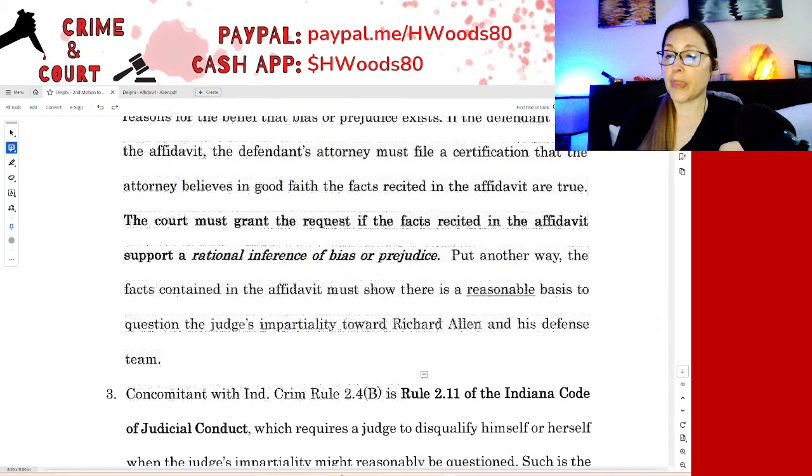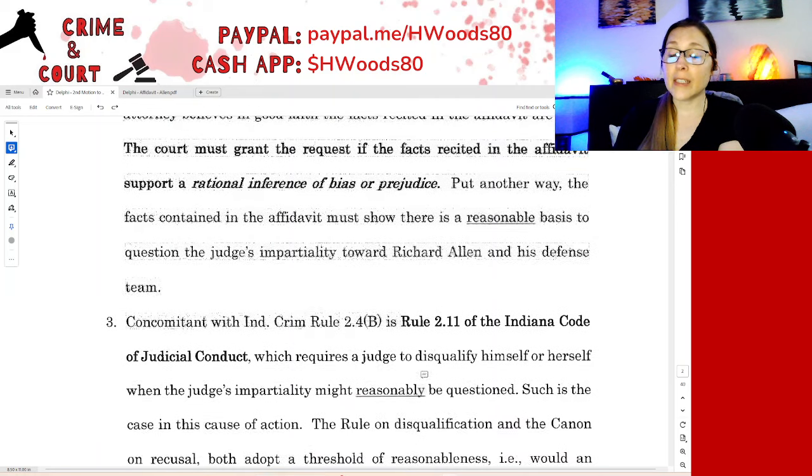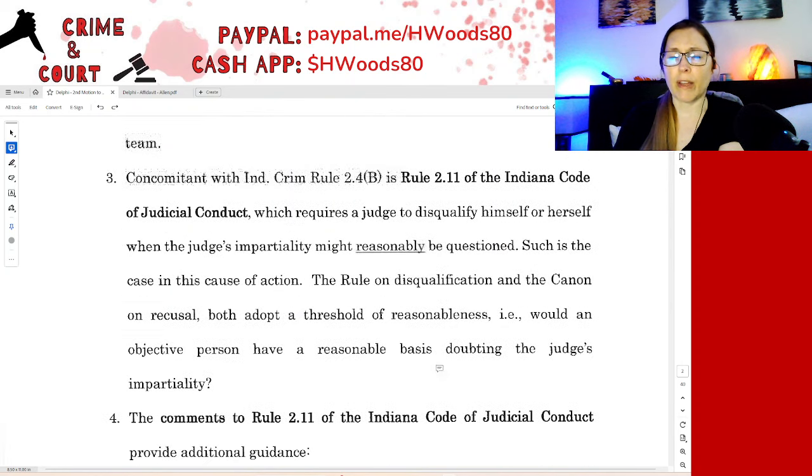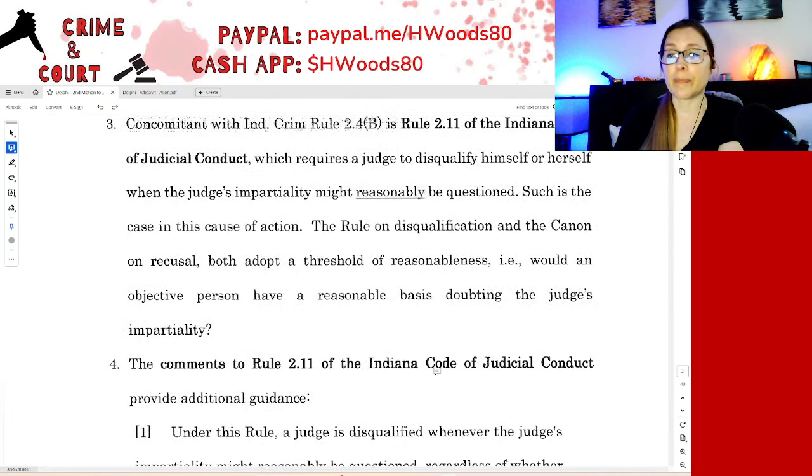Put another way, the facts contained in the affidavit must show there is a reasonable basis to question the judge's impartiality toward Richard Allen and his defense team. And it's going to be hard to convince someone that there is a reasonable basis for their bias. But I mean, I think that Judge Gull has given us plenty of examples here.